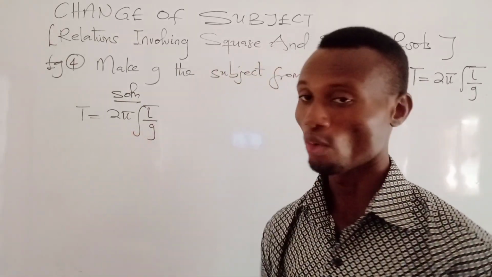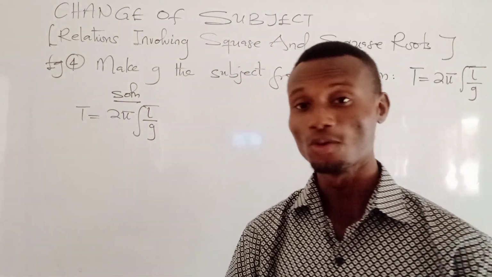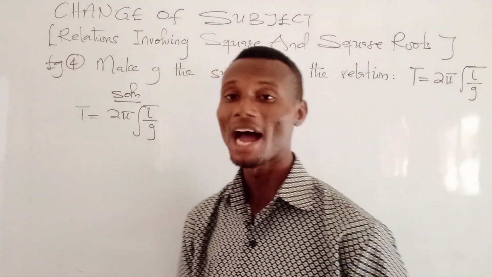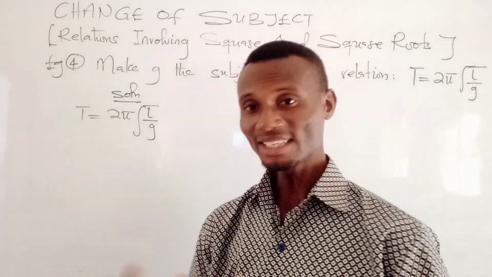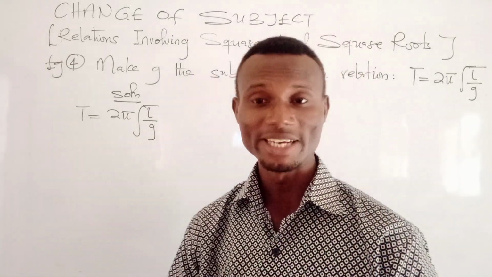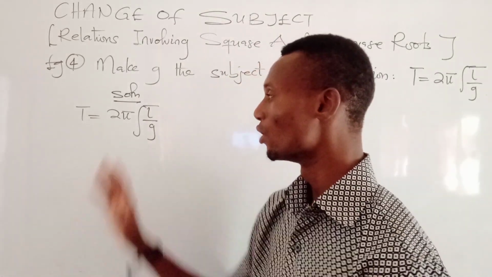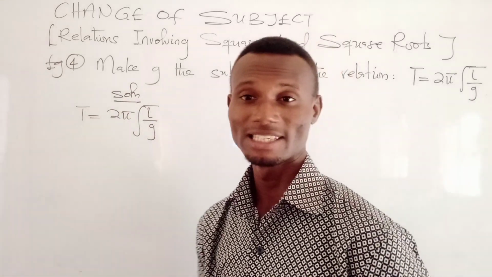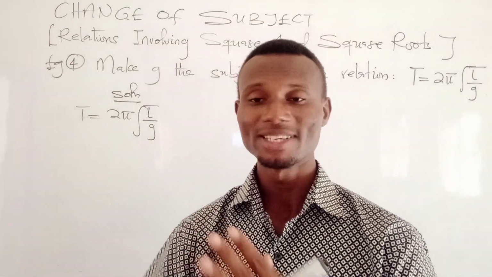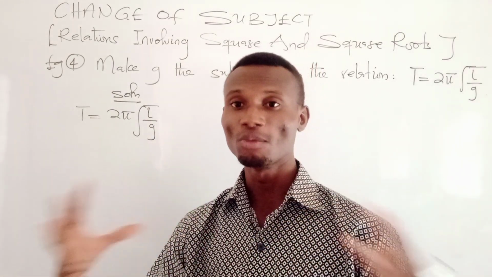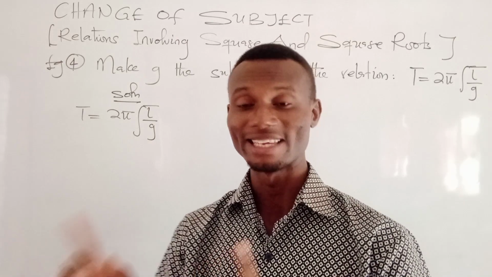Looking at the equation, you can see that it contains a square root sign. I've explained in the previous videos that anytime you have an equation that has a square root sign in it, the first thing to do is to eliminate the square root sign, so that it makes the work easy. Making G the subject means making G stand alone in the given equation, meaning that everything attached to G, we move away so that G stands alone.